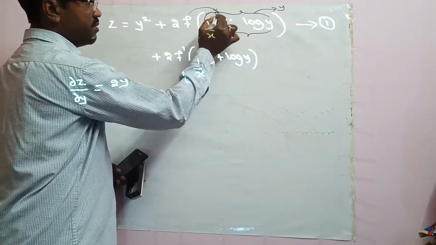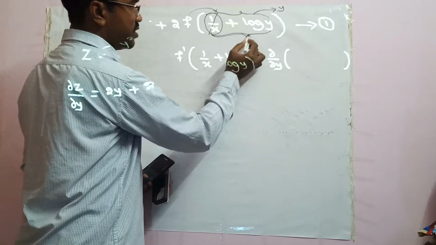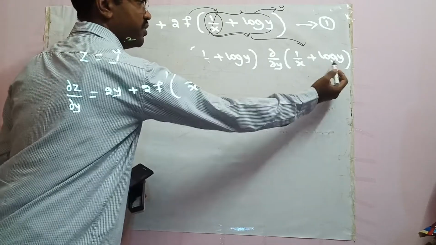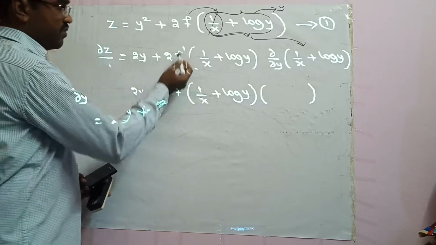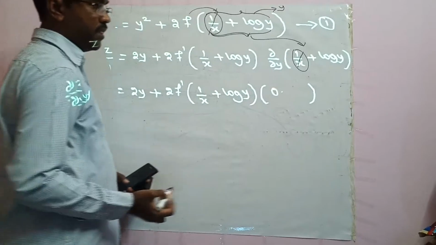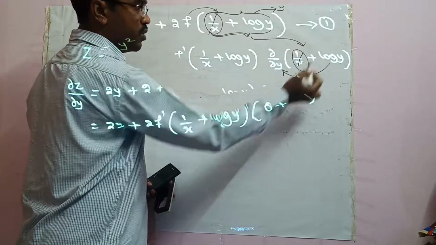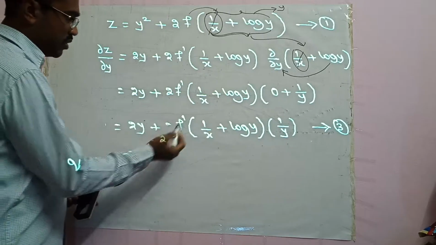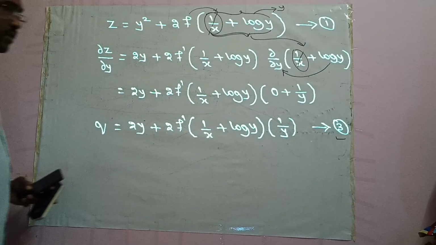And what is the differentiation of this with respect to y? Differentiation of 1 by x is 0. Let us write dou by dou y of this whole function. We write first 1 by x plus log y. Now it is equal to 2y plus 2f dash of this here. Differentiation of 1 by x is 0, we will not write. Plus differentiation of log y with respect to y is 1 by y. If you rewrite, q is equal to 2y plus 2f dash of this 1 by y. So this is our equation number 3.